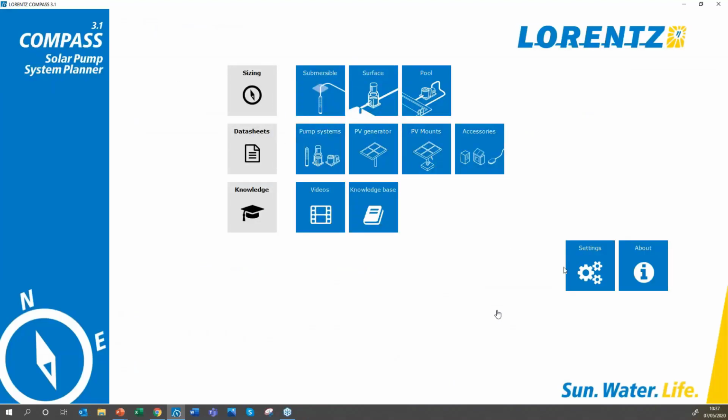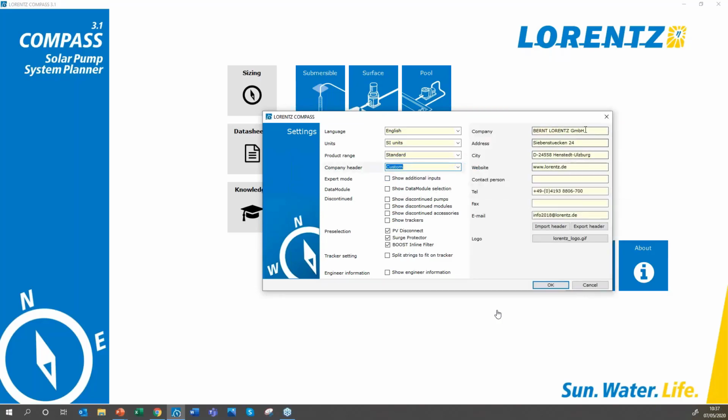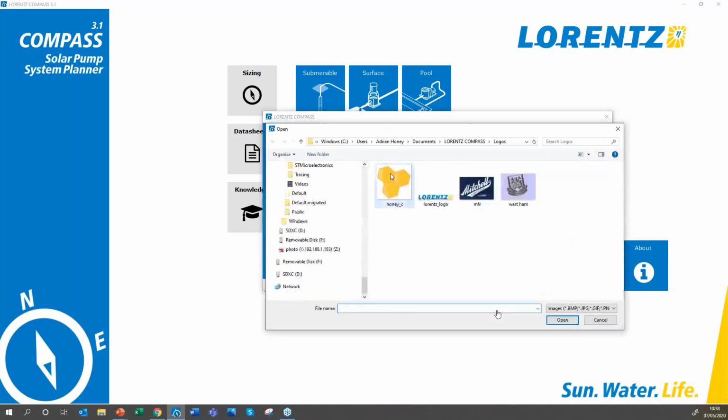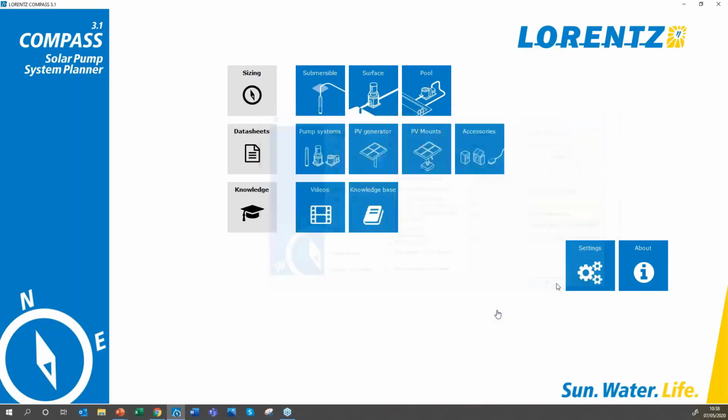If I go into my settings, again, I'll slow down slightly. Here we're using Lawrence header. Let's change that to a custom header. And if I now can become Adrian Honey Pumps, and I can even put my own logo in. So let's put a nice honeycomb logo in there.